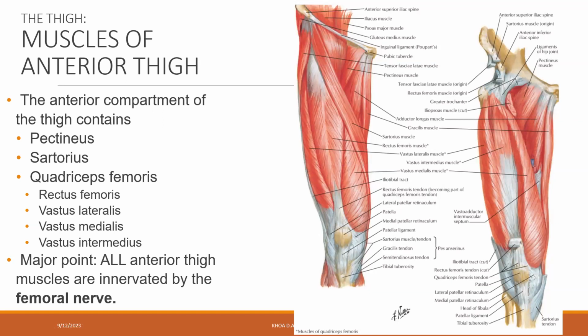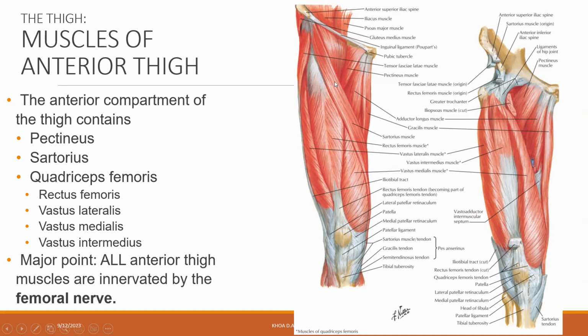Okay, so now let's go to the muscles of the anterior thigh. The anterior compartment of the thigh contains some muscles that you will have to know. Number one is the pectineus muscle right here. And then after that, you have this very long muscle right here that is called the sartorius muscle.